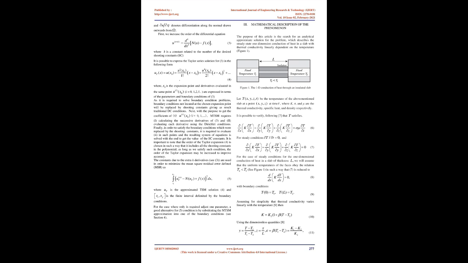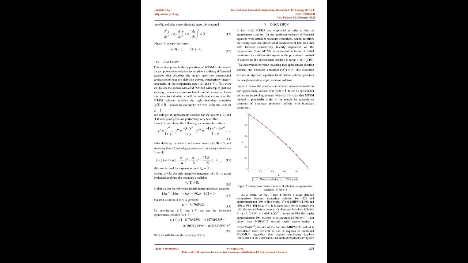The rest of the paper is as follows. In section 2, we introduce the idea of the modified Taylor series method, MTSM. In section 3 we briefly introduce the heat problem to solve. Additionally, section 4 presents the application of MTSM in the search for an approximate solution for the nonlinear ordinary differential equation that describes the steady-state one-dimensional conduction of heat in a slab with thermal conductivity linearly dependent on the temperature. Besides, a discussion on the results is presented in section 5. Finally, a brief conclusion is given in section 6.